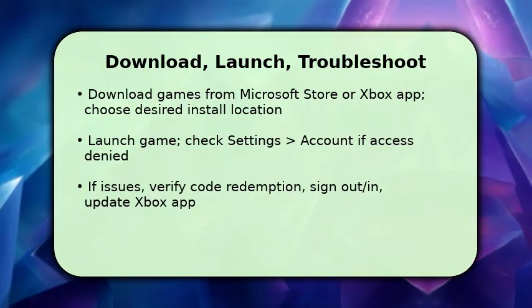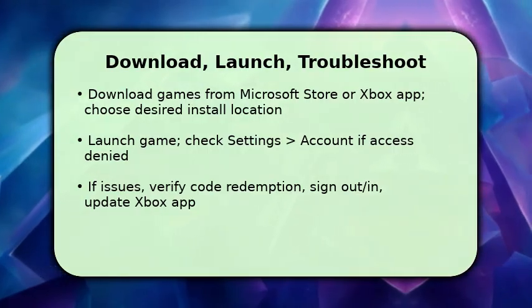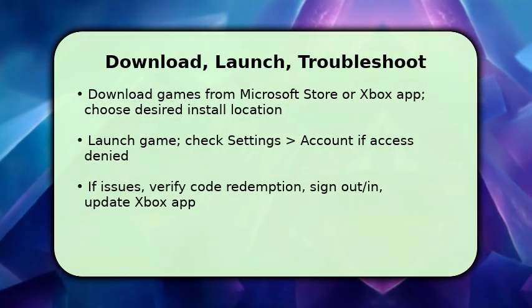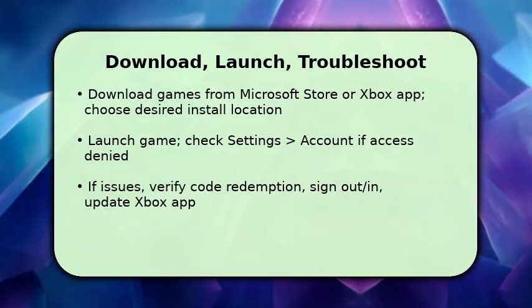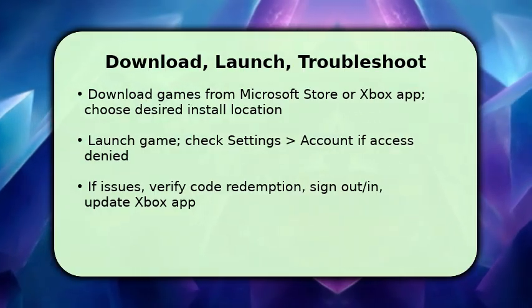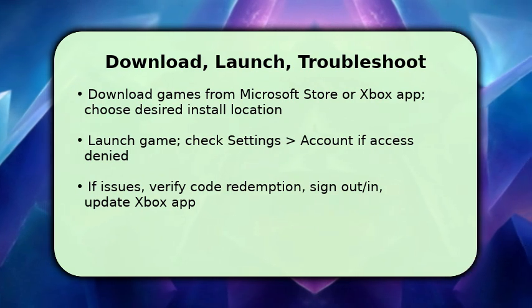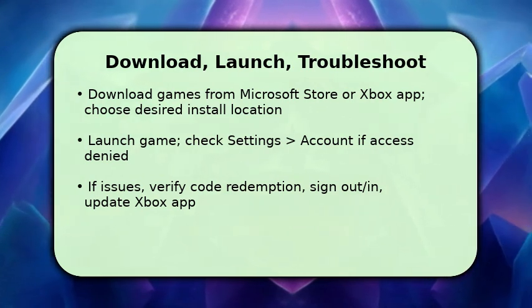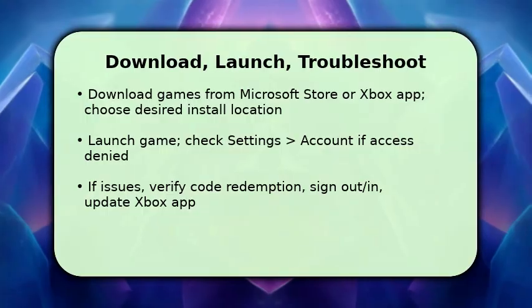If something goes wrong, first verify the code shows under Account, Microsoft.com, Services and Subscriptions. If the code is present but not working, sign out of the Xbox app, update it, restart Windows, then sign back in to reapply entitlements.